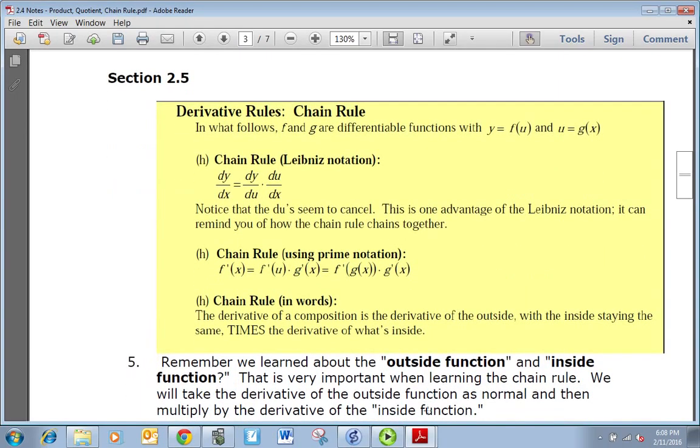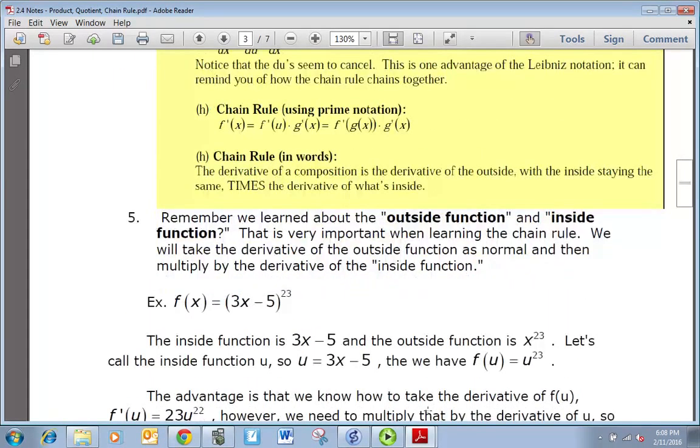All right, the chain rule. This is copied from your book. It's a little complicated, so I try to sort of clear it up down here. Although I like this one here.